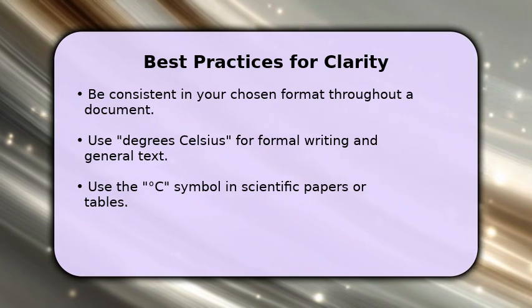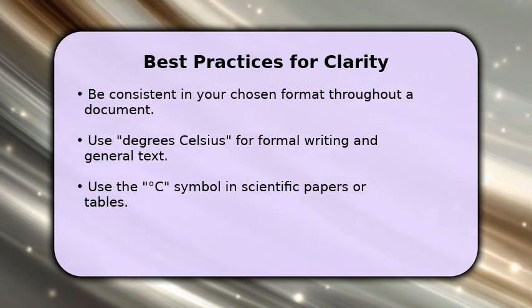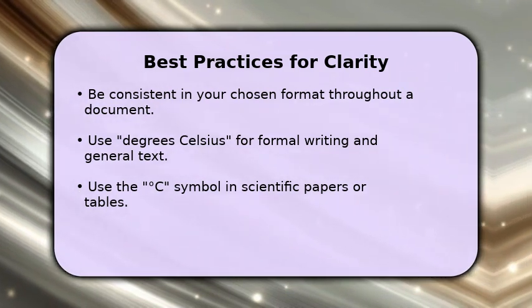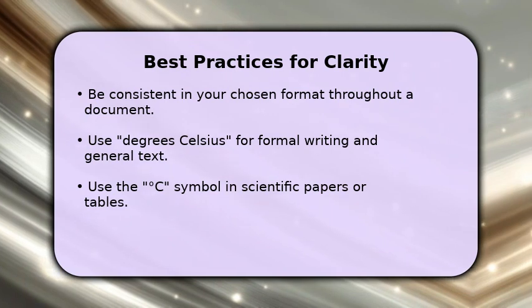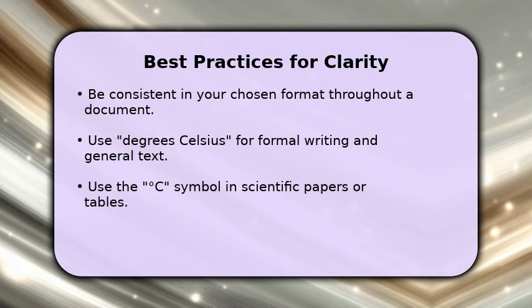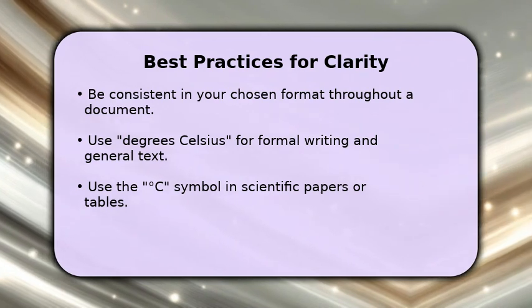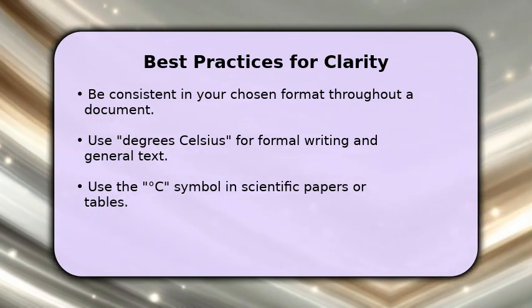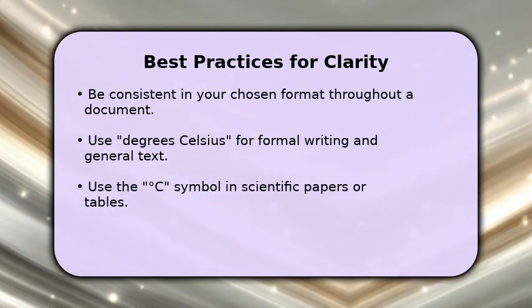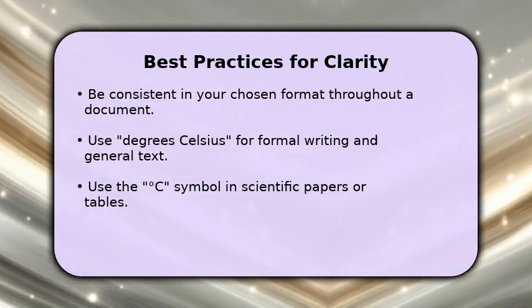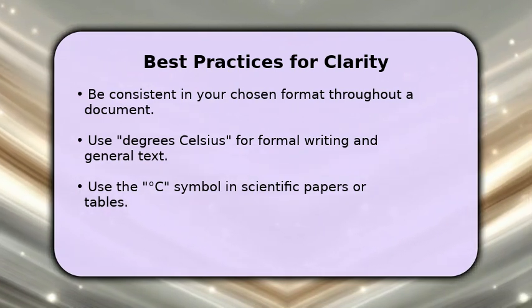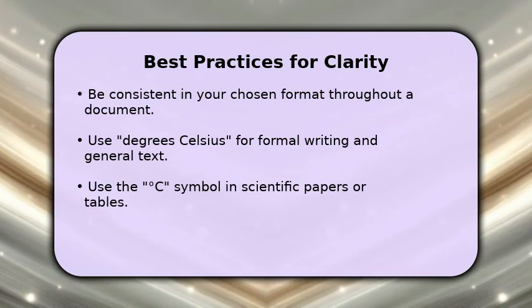If you start by writing out degrees Celsius, continue that style throughout your document, especially in formal writing or general text. Conversely, in scientific papers, technical reports, or data tables, the degrees C symbol is often preferred for its conciseness. Always ensure there is a space between the number and the symbol. Choosing the appropriate format, based on your audience and context, will significantly enhance the readability and professionalism of your work.